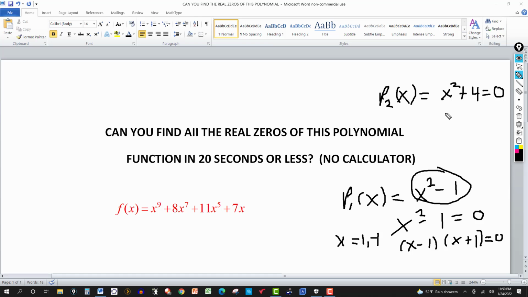Now it does have imaginary zeros, because if I write this as x squared equal to -4, take plus or minus the square root of both sides, I'm going to get x is equal to plus or minus the square root of -4, which is plus or minus 2i. So 2i and minus 2i are the zeros, imaginary zeros in this case. It doesn't have any real zeros.